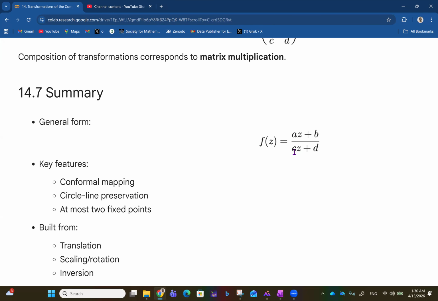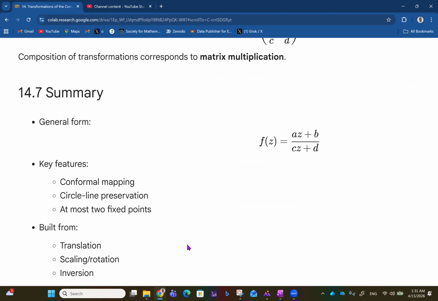Okay. In summary, we have the general form of a Möbius transformation, which is f of z equals az plus b over cz plus d. The key features: number one, it is a conformal mapping; then it has circle-line preservation, and at most two fixed points. Then it is built from translation, scaling, rotation and inversion. So if you like, you can see the Möbius transformation as the all-in-all of all kinds of transformations you can ever get in the complex plane. So that's the deal with that.